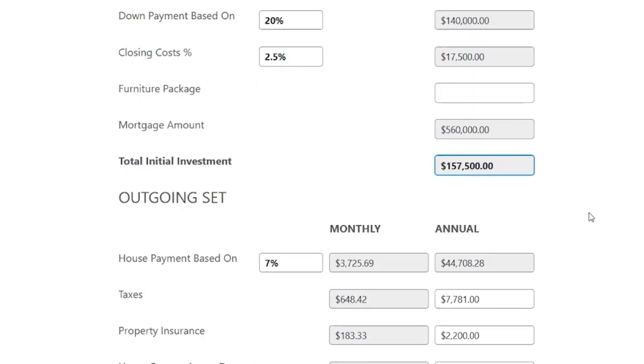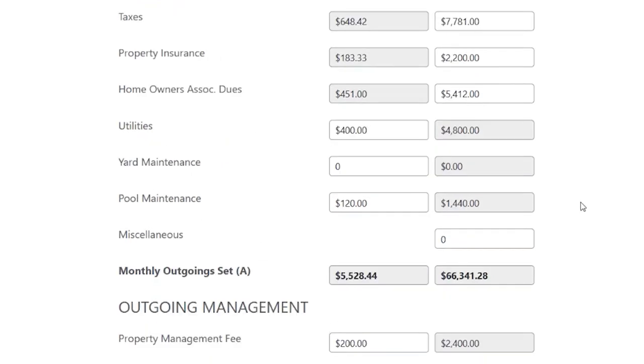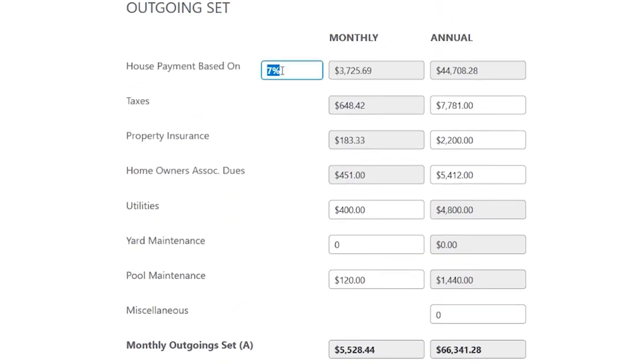So let's scroll down and see what that does to all the rest of the numbers, the outgoings. Of course, the mortgage rate is going to change. I've put it in here at 7%. It sometimes can be more or less, depending on who you are and who you use. But let's use that number right now, which adds $3,725.69 onto your monthlies. Everything else remains the same all the way down, but your outgoing costs now are $66,341. So yes, if you bought this property on a mortgage, you're going to be into it for $66,341 a year if you do not rent it out.